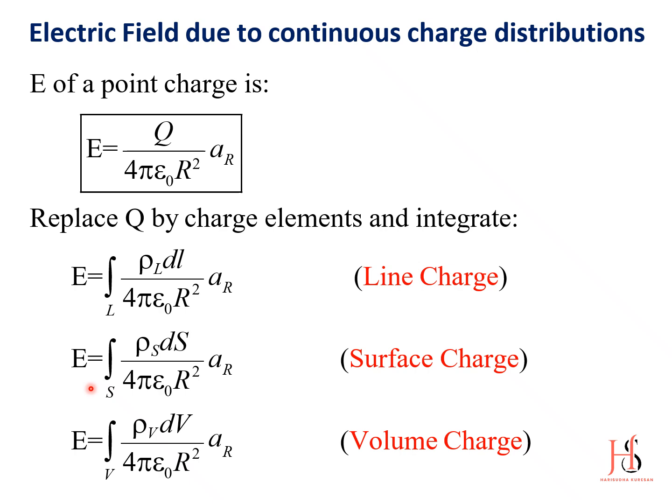Similarly, for the surface charge, E can be written as the surface integral of rho s ds divided by 4 pi epsilon naught R square into the unit vector. Similarly, for the volume charge, E is equal to integral over V of rho v dv divided by 4 pi epsilon naught R square into the unit vector.